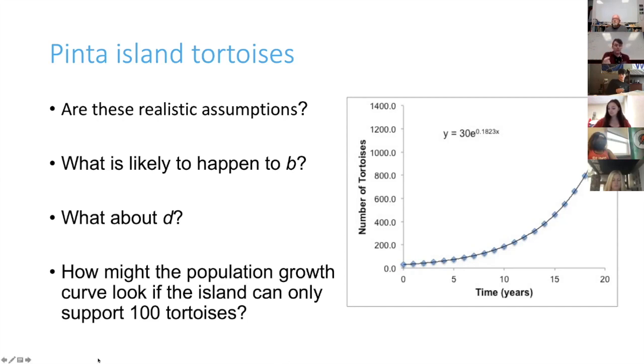But remember, that population decline is manifested in these values B and D. So what's likely to happen to B over time as a population continues to grow under an exponential population growth model? What do you think might happen to that B value? If this looks unrealistic to you for most species.